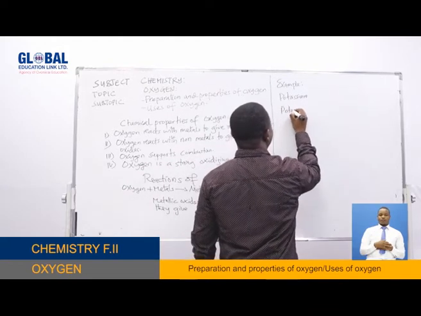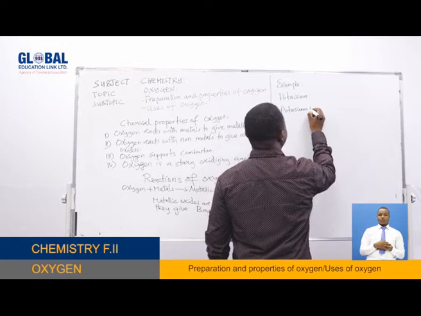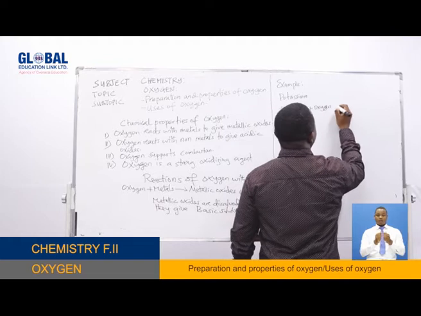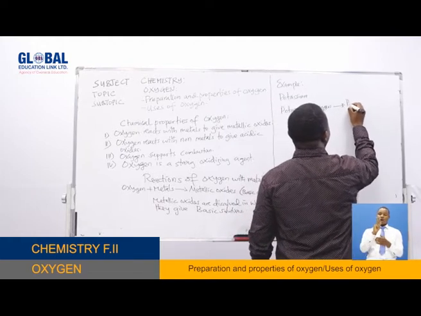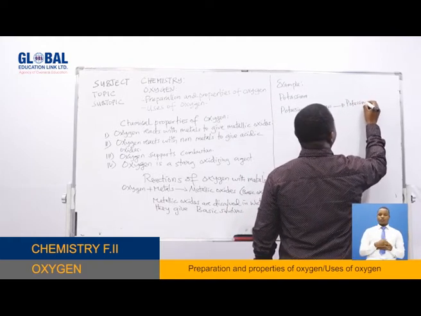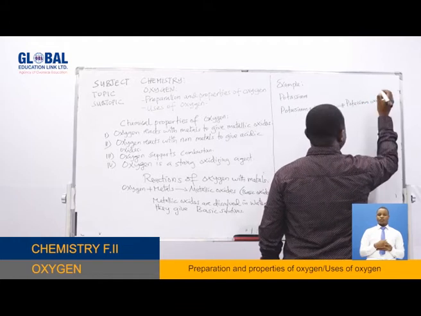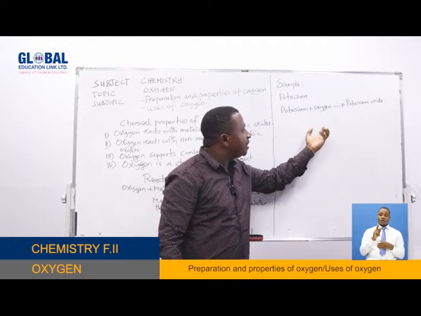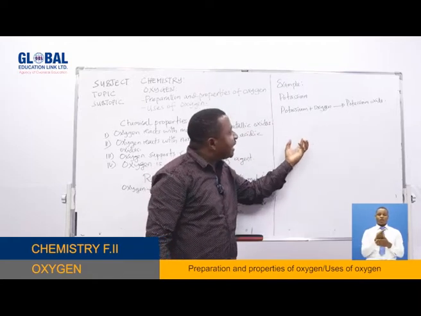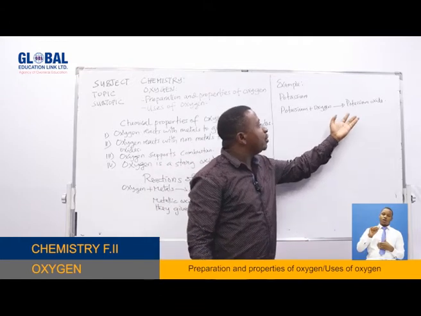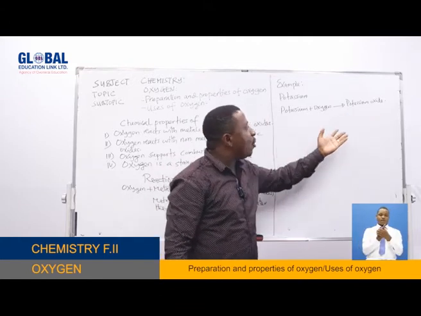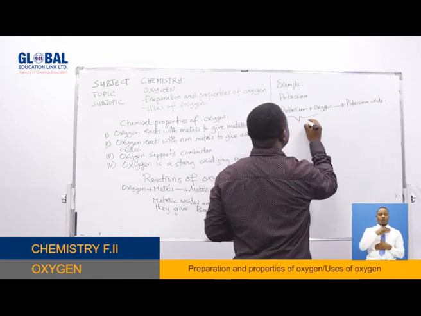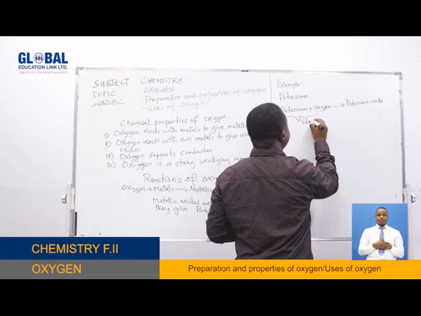So potassium reacts with oxygen to produce potassium oxide. Now, dear student, potassium reacts with oxygen by forming a lilac color flame to give potassium oxide. Potassium oxide is a white powder. So this one reacts by burning with a lilac color flame.